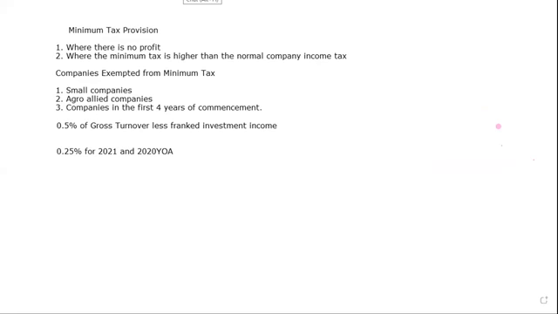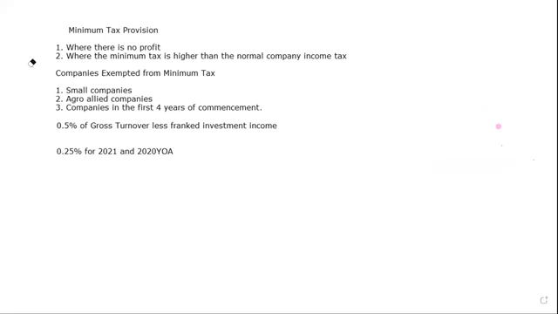Please, I meant 0.5%. 0.5% took effect from the 2022 year of assessment, Finance Act 2022. Oh, okay. So 2021, 2020 was 0.25. Yeah. But for your exam, I believe the examiner will set 0.5% to be what will be applicable. Oh, okay. Thank you very much.